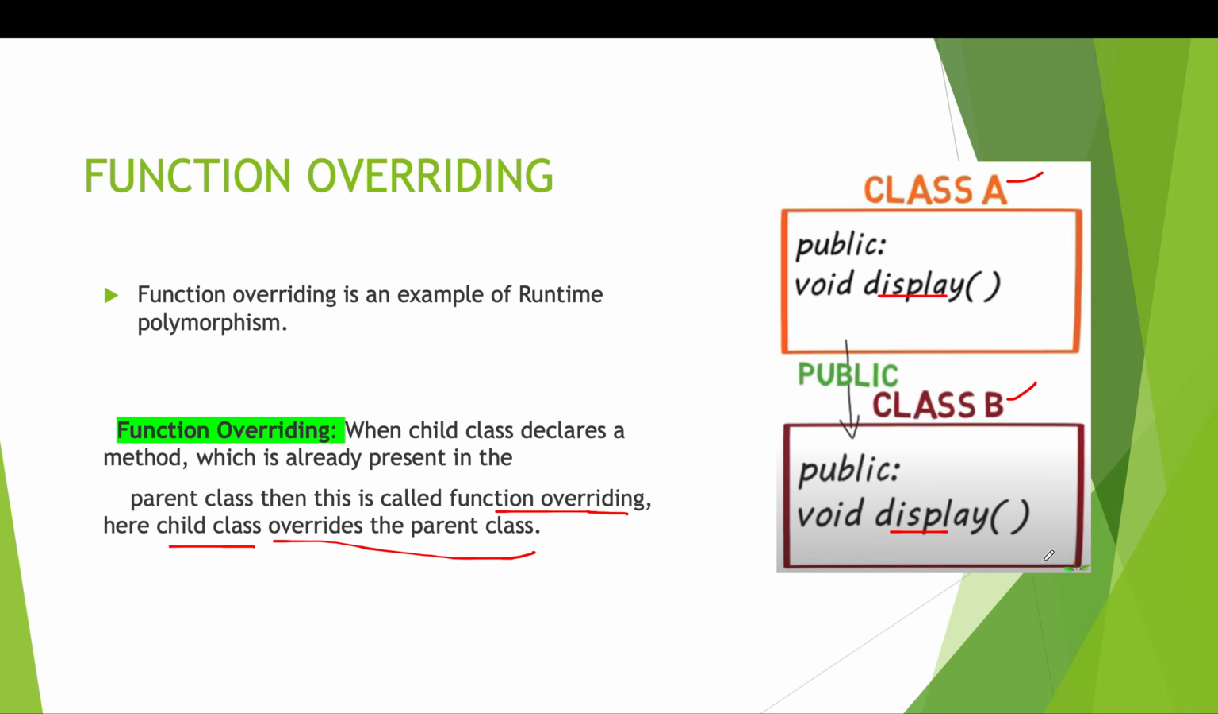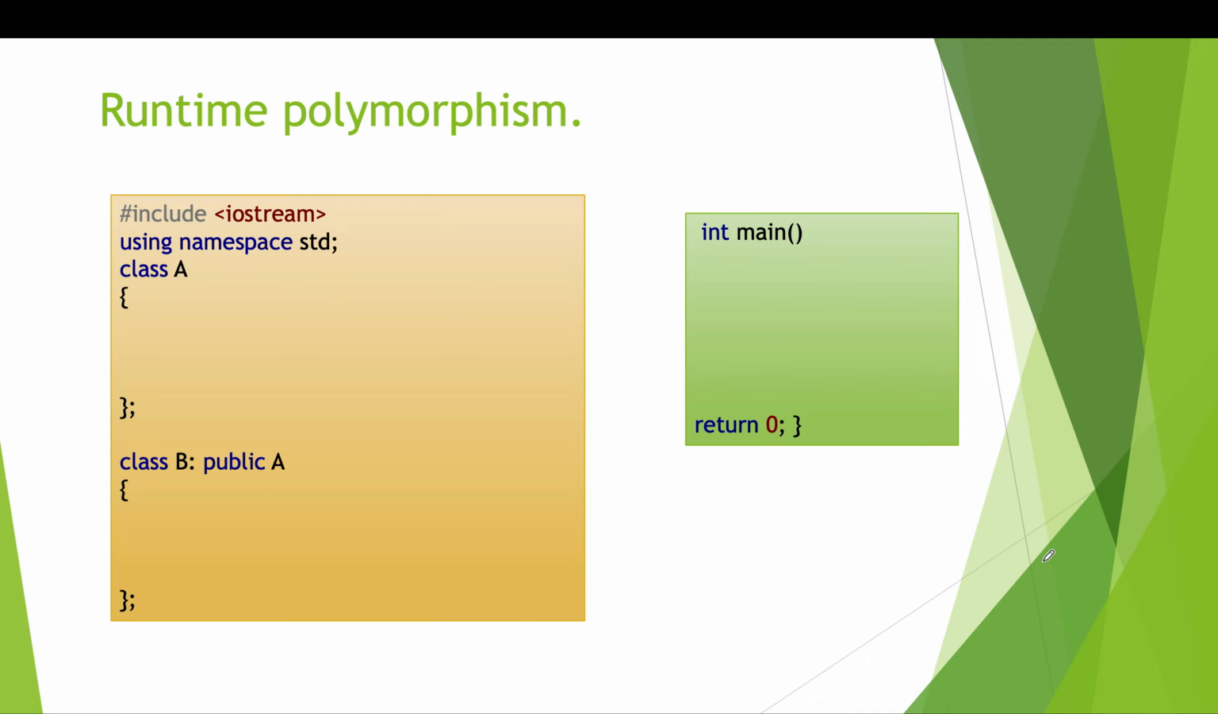It will be overridden and the function of the child class will be the overriding function. So we'll take an example on this concept. We have a class A, we have a class B. Class B is inheriting class A.